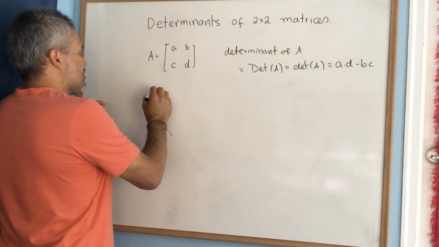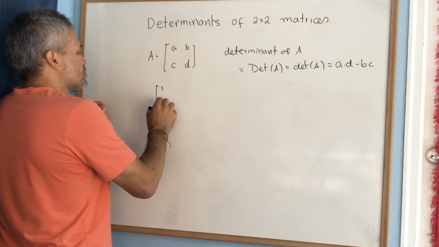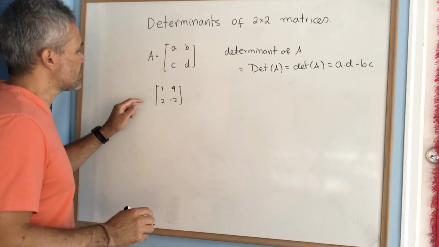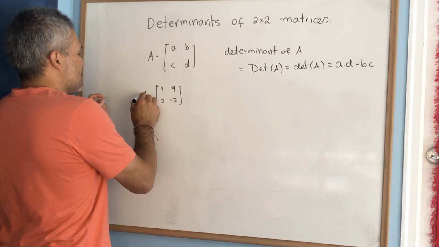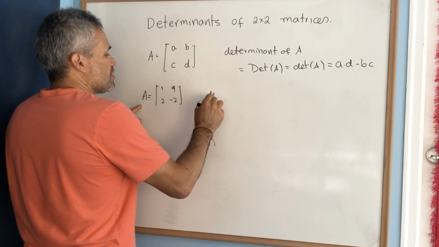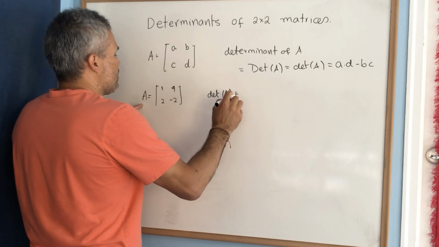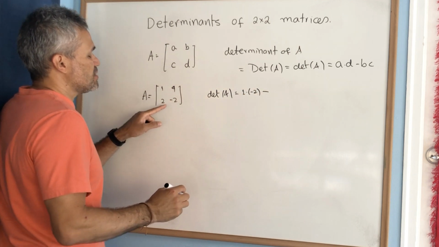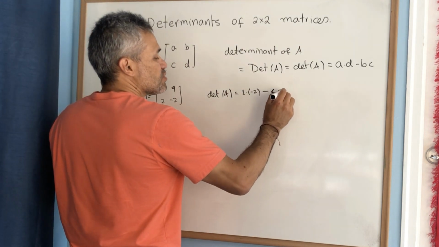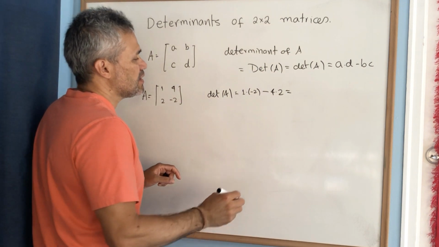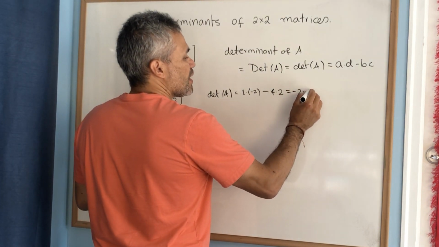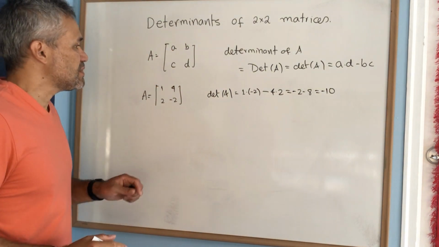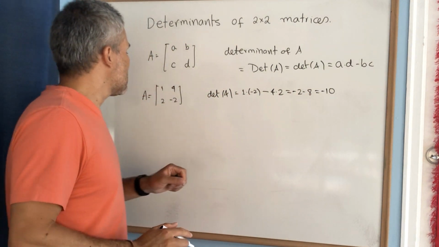And here are some examples. We have the matrix [1, 2; 4, negative 2]. Then in this case, if this is A, the determinant of A would be 1 times negative 2 minus 4 times 2, which is negative 2 minus 8, and this is negative 10. Let's see what this number means.